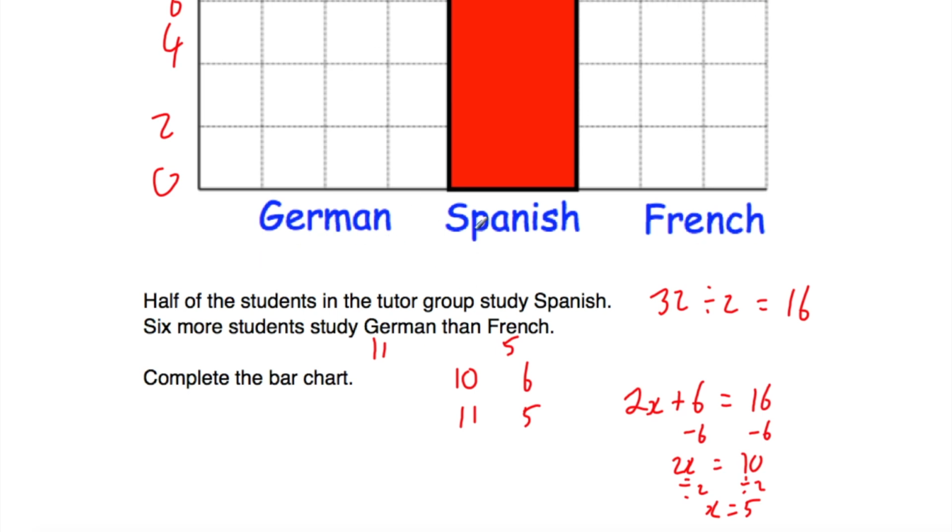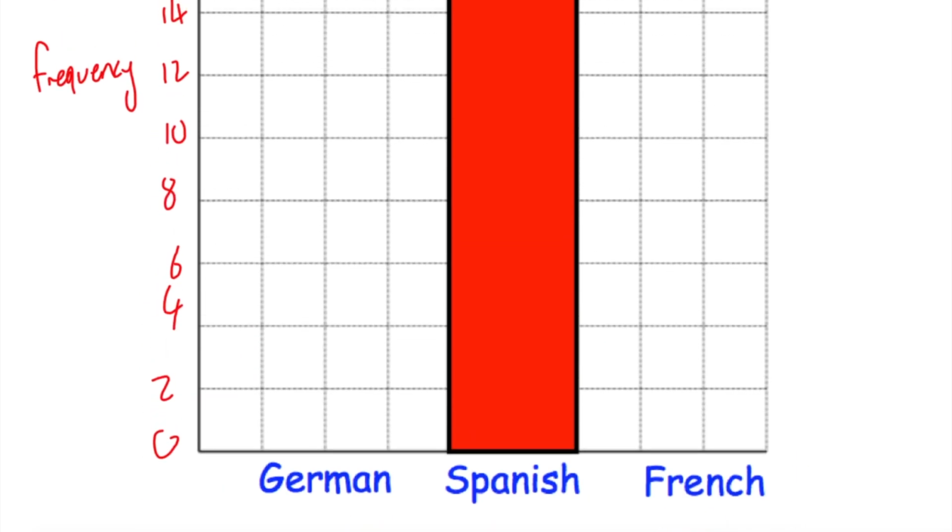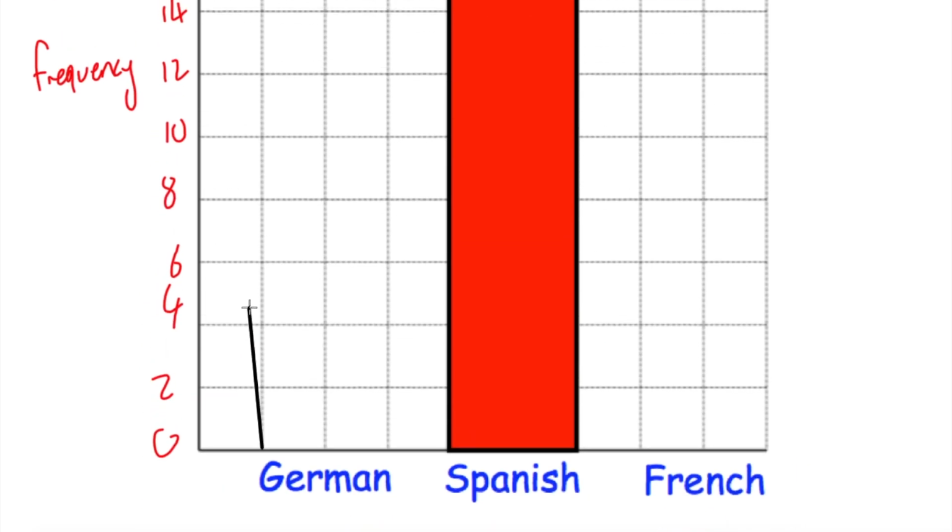So let's get rid of those for the minute. For German we want a bar that has a height of 11, a frequency of 11, so get your ruler and pencil. We're going to do a bar for the students studying German, so 10, 12, so in the middle would be 11, so we've gone into the middle, and then we could just go across. So that's the bar for German, where it's got a frequency of 11.